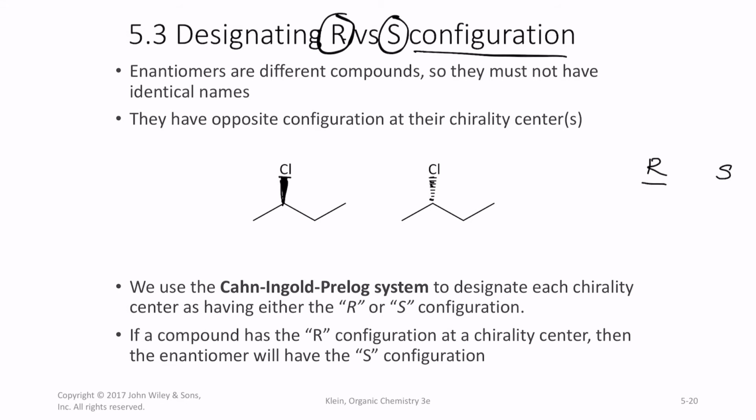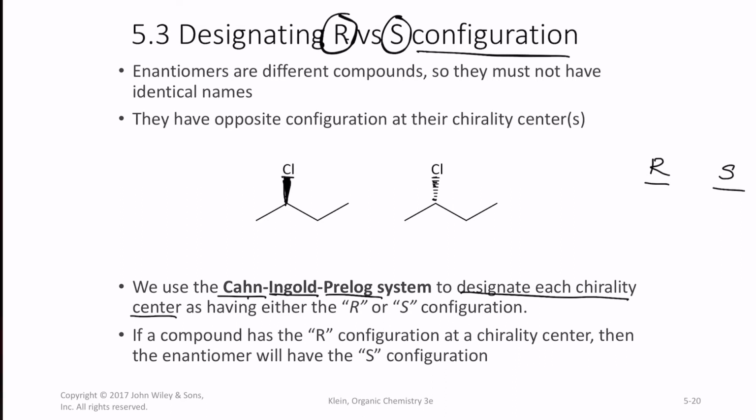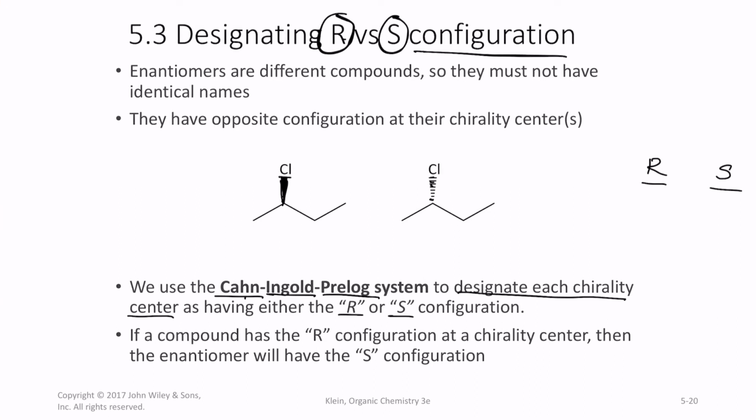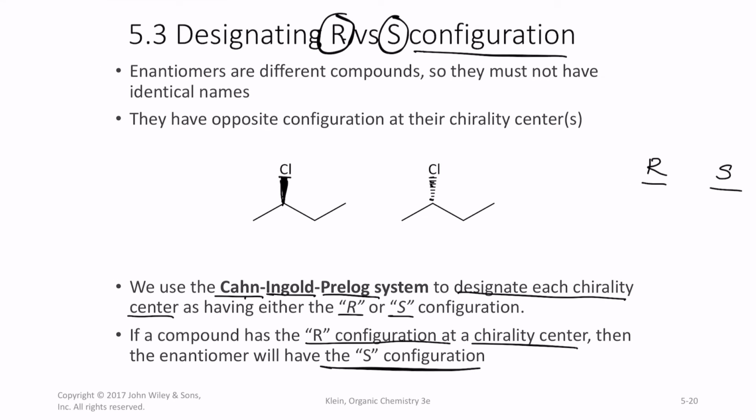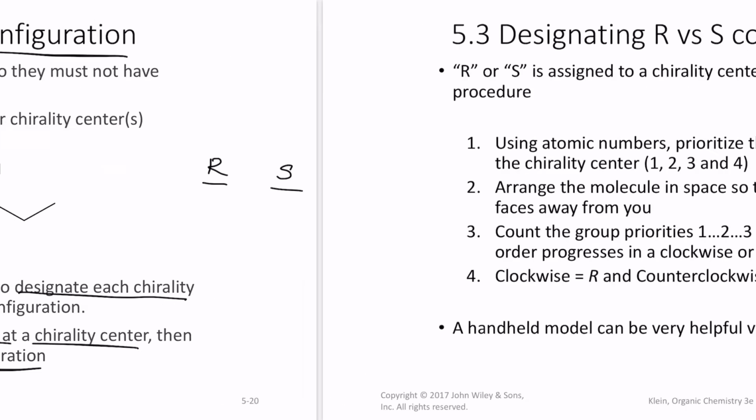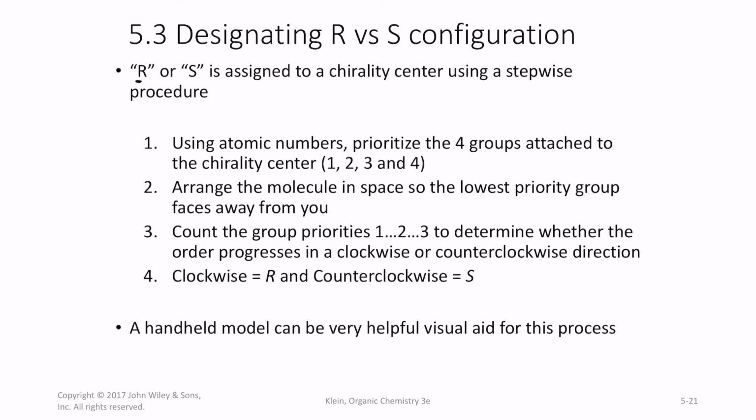To represent R and S configuration, we use a system called CIP system or Cahn Ingold Prelog System to designate the chirality center of the molecule, either R or S. If the compound has an R configuration at the chirality center, then the enantiomer of that compound will have S configuration. Remember that every molecule will have only one other enantiomer, so that will have the opposite configuration. So how do you name the R and S?